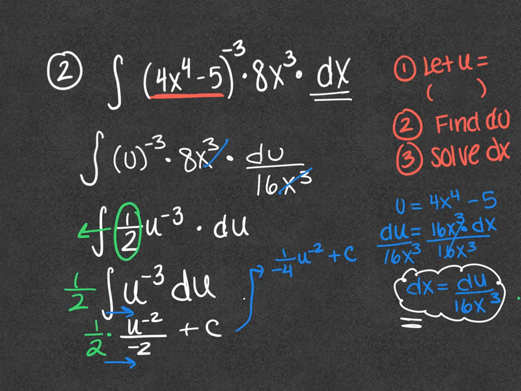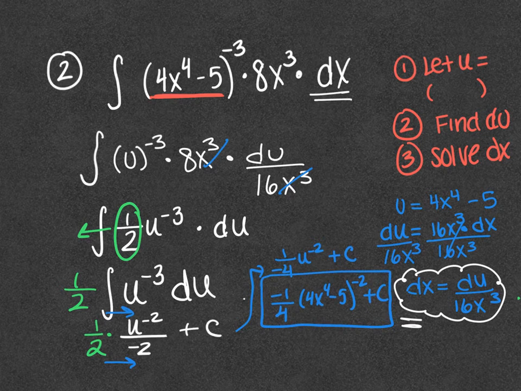So I can just substitute the u back in. So I'm going to make this negative 1/4. U is 4x to the 4th minus 5 to the negative 2 plus c. So that is my final answer. Okay, just in case I give you a multiple choice question, I want to show you the different ways that you can write that answer.